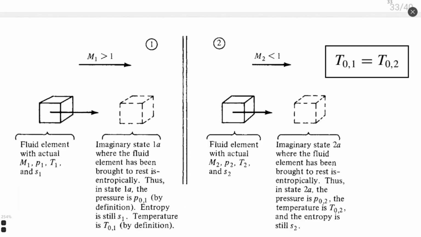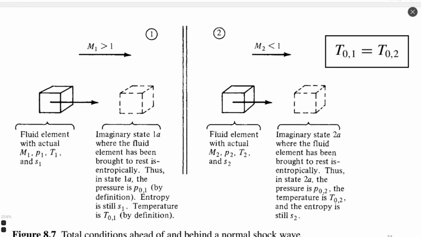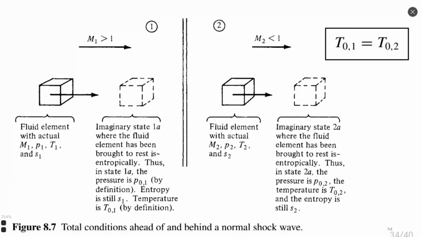Okay, that's it. Another comment on this transition through the normal shock wave is that stagnation temperature is conserved. So we have the same stagnation temperature before and after the shock wave. This helps a lot to simplify the model.